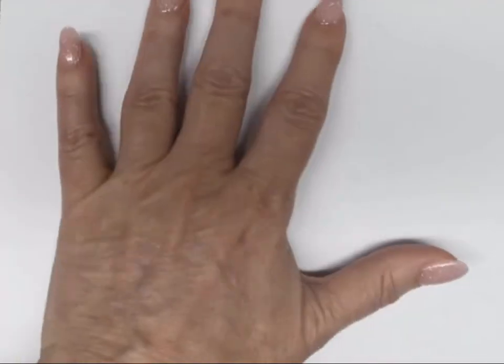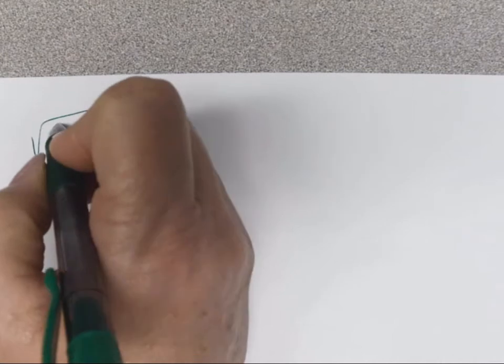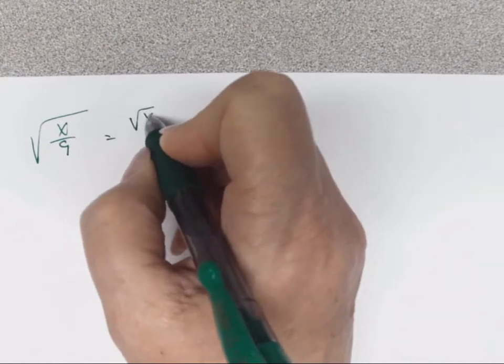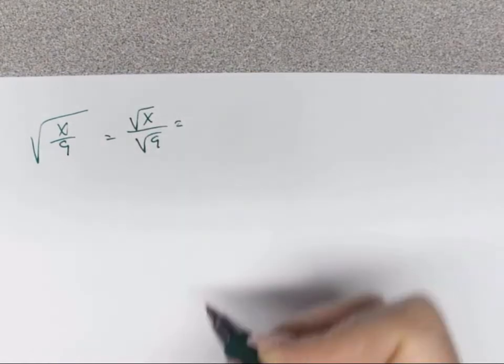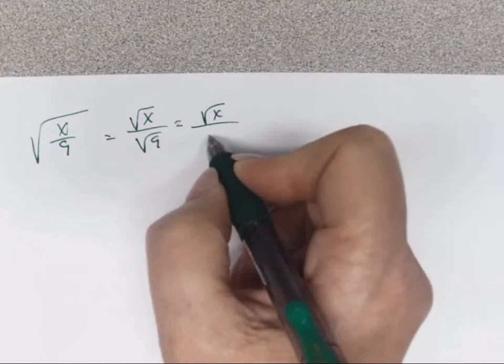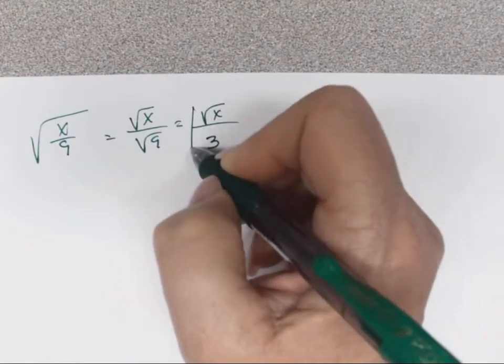All right, let's look at another example. If we have the square root of x over 9, we can break this to be the square root of x over the square root of 9. So we still keep the square root of x, but the square root of 9 would be 3.